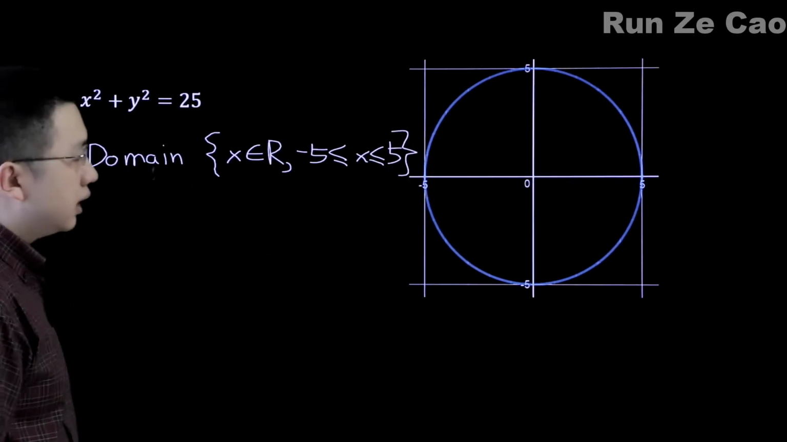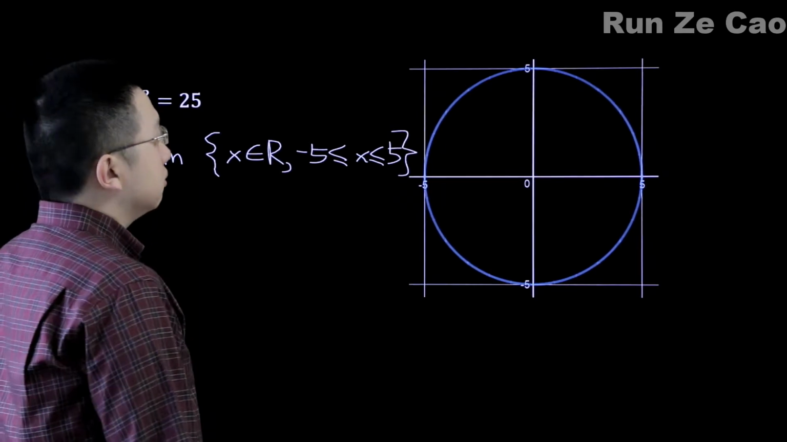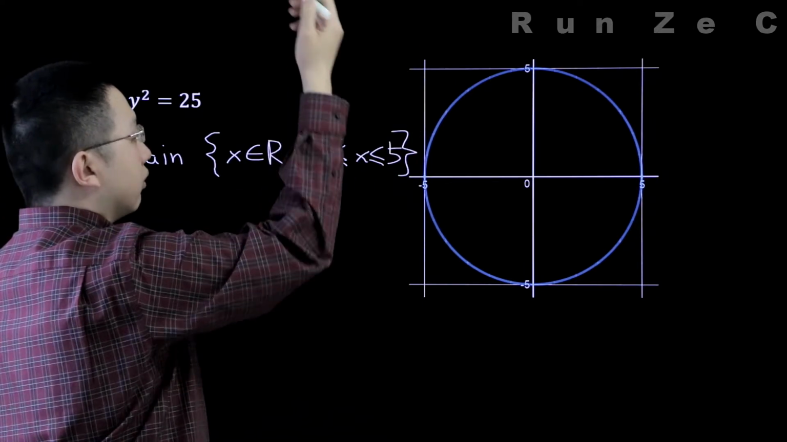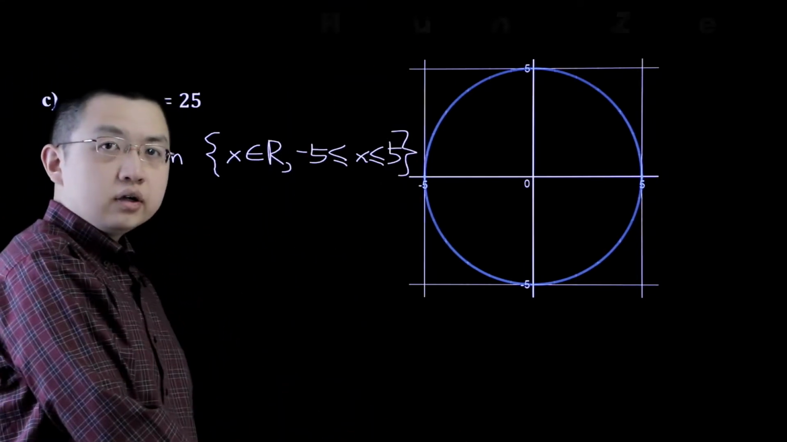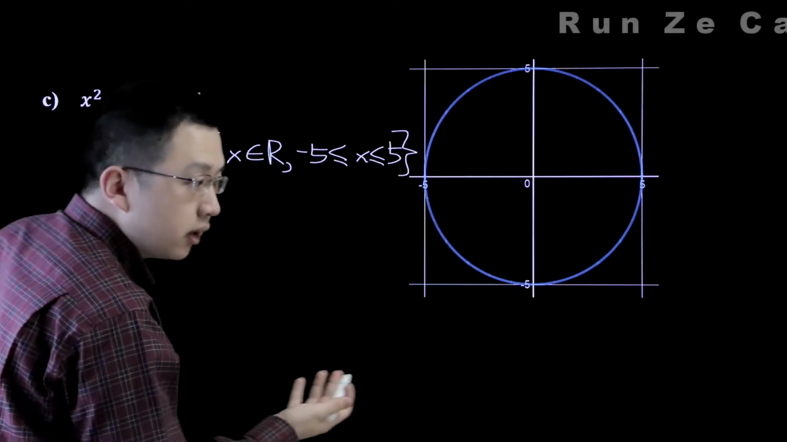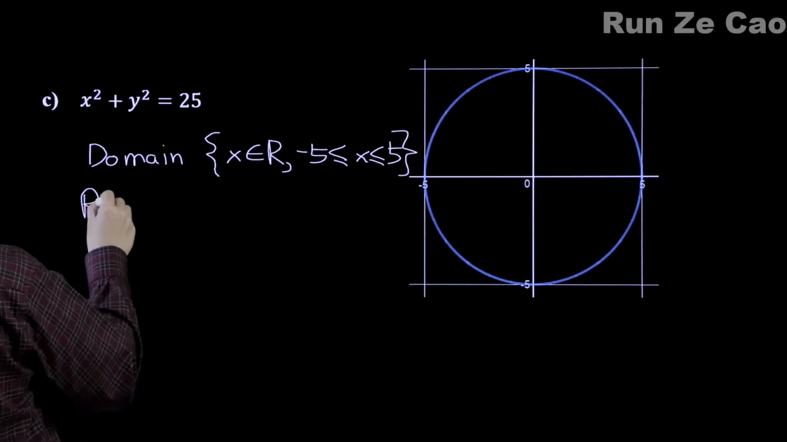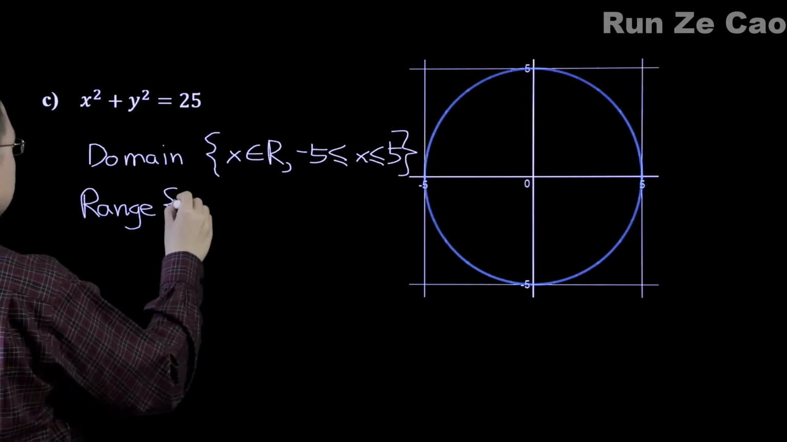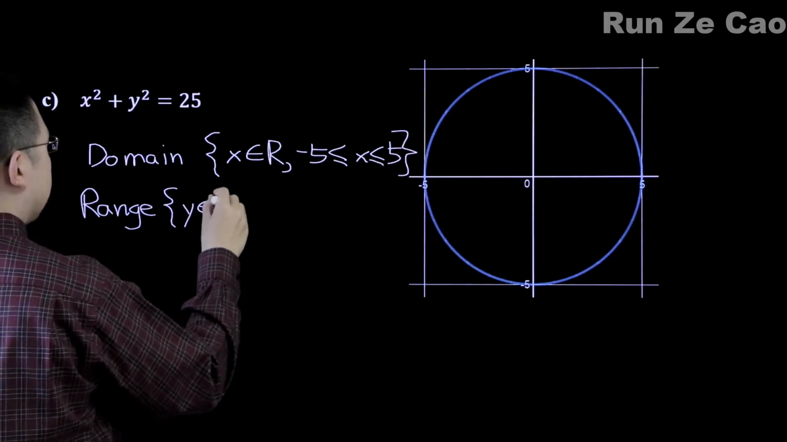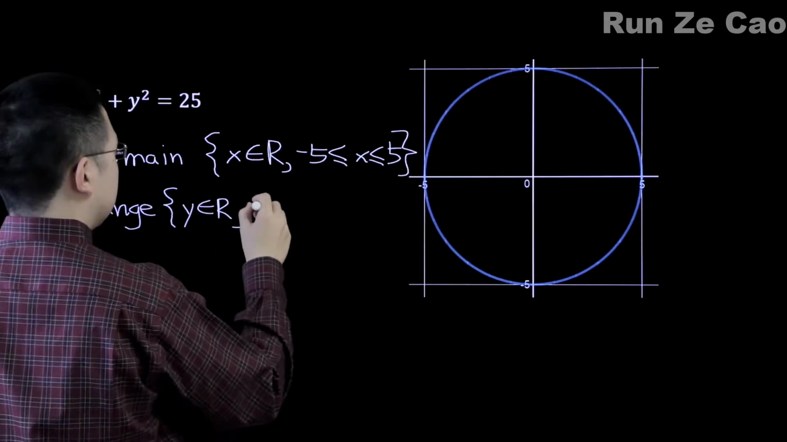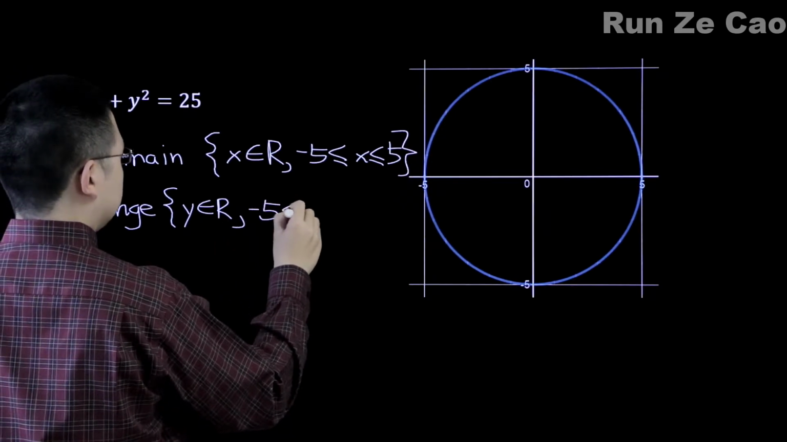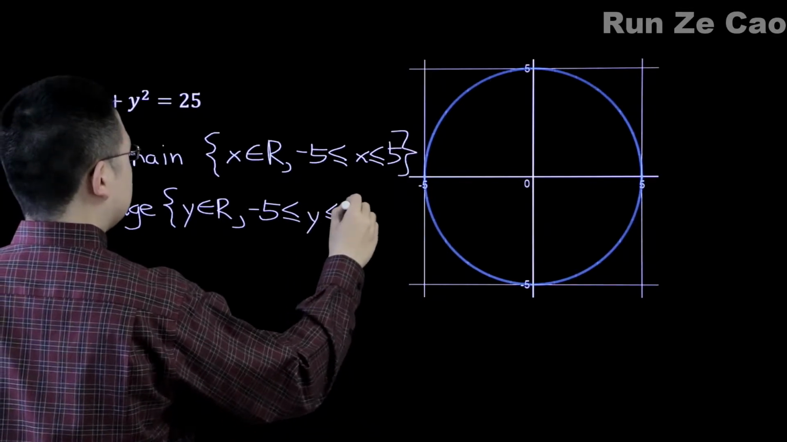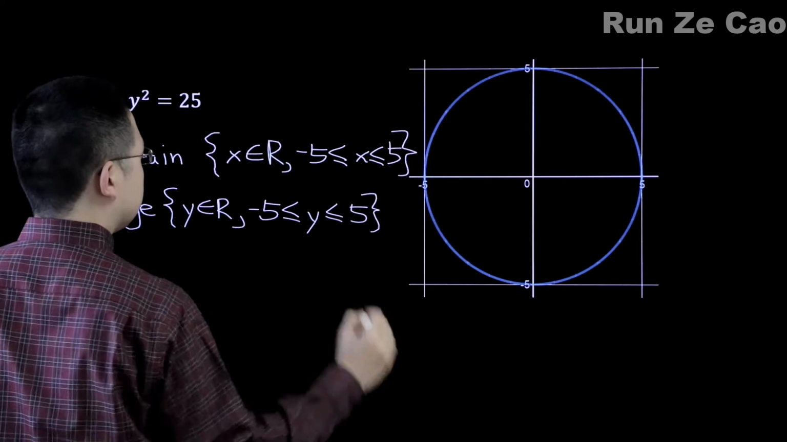Now for the range. Is there any value where you have y greater than 5 or less than negative 5? Clearly not. So the range is y is an element of the real numbers and y is greater than or equal to negative 5 and less than or equal to 5.